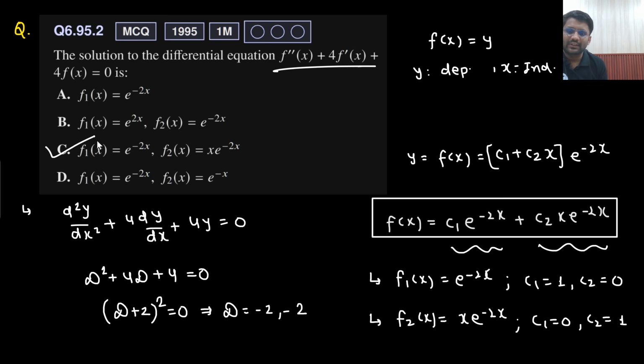So f1(x), f2(x), this answer is correct. They are just simply asking whether e to the power minus 2x will satisfy this equation. Absolutely. And x into e to the power minus 2x will satisfy the equation? Absolutely. So yes, this is correct. Whatever complementary functions you are getting are alone sufficient to satisfy the equation, because you can put c2 equals to 0 with c1 non-zero, or c1 equals to 0 with c2 non-zero. Understandable? So yes, option C is correct.